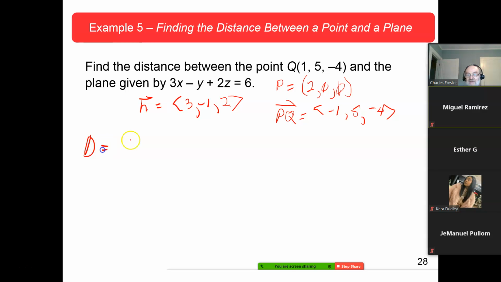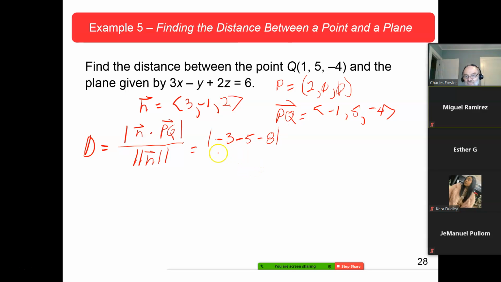The distance D is the absolute value of n dotted with PQ. Now, it doesn't matter which one you do. I can't remember if that's how they phrase it or not. Divided by the magnitude of n. Okay, so n dot PQ, there's n, there's PQ. The dot product would be -3, -5, -8.